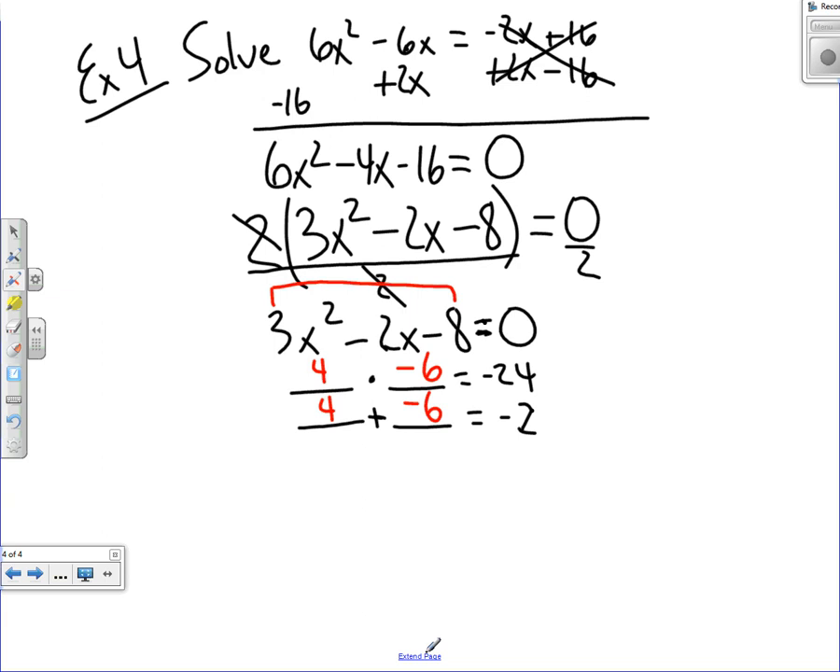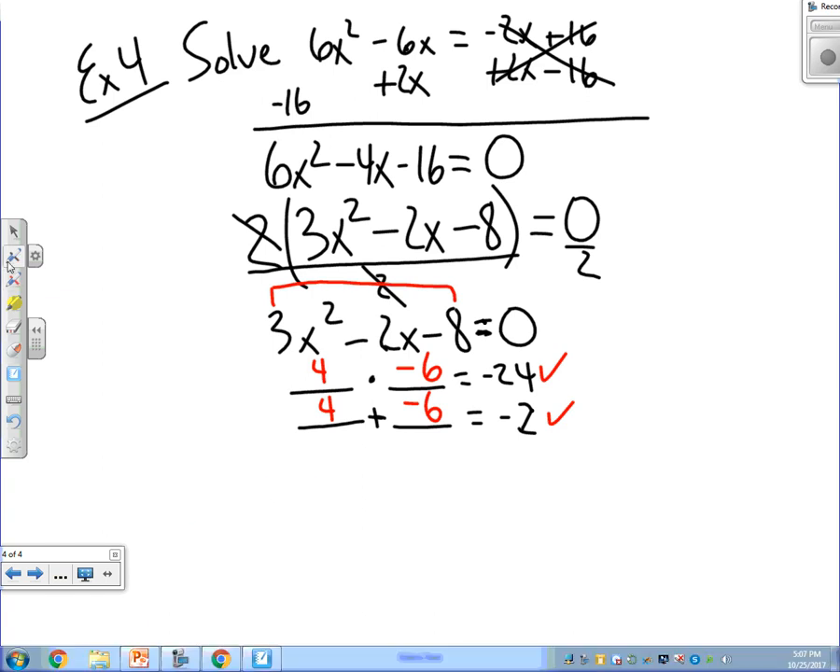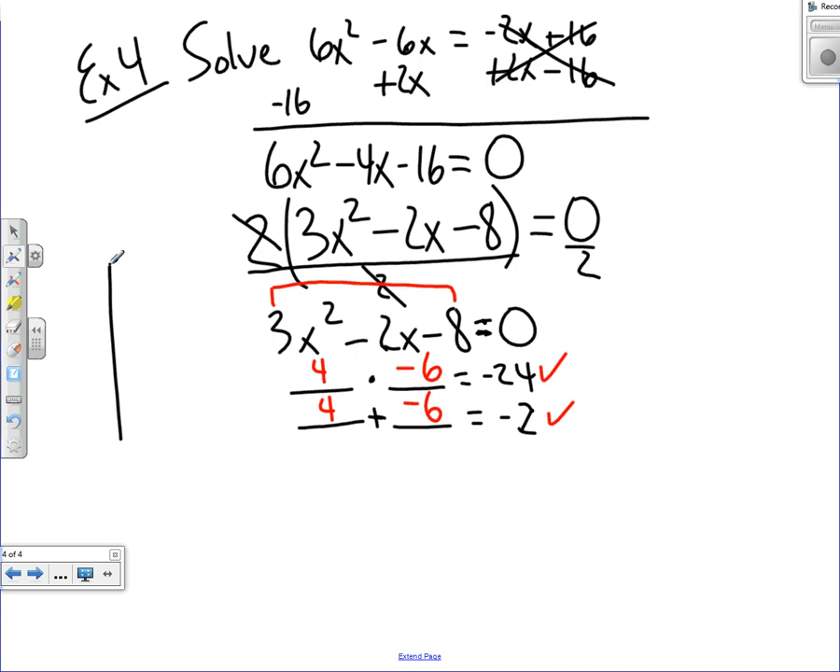4 and negative 6. Let's check. 4 times negative 6 is negative 24 indeed. Happy time! 4 plus negative 6 is negative 2. Sweetness! All right, we've got our lucky lotto numbers. Now, what time is it? What time is it? Yes, table time. Exactly. It's table time. We're going to make our 2 by 2 table.